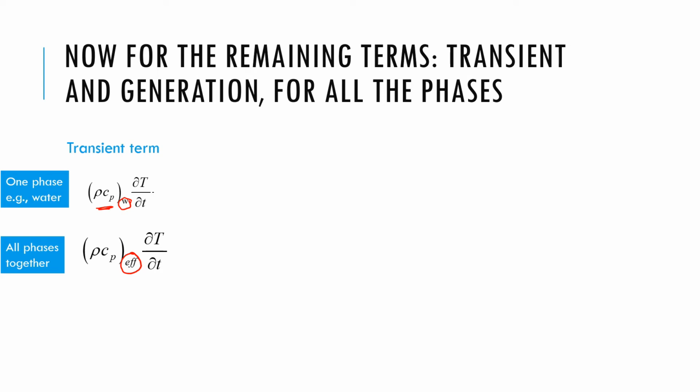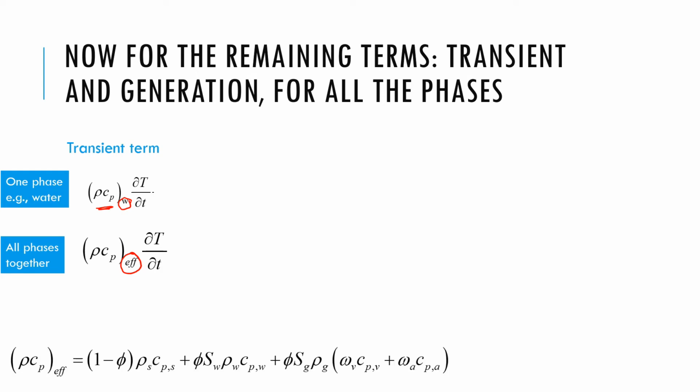So the effective volumetric heat capacity is going to be volume weighted average for all the phases. So this is what it's going to look like. I'm going to delete this part now. And the volumetric average is rho Cp effective equal to, okay, what fraction is solid times rho Cp of solid, and phi being the porosity.